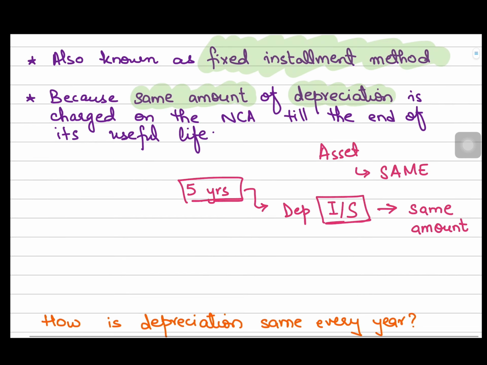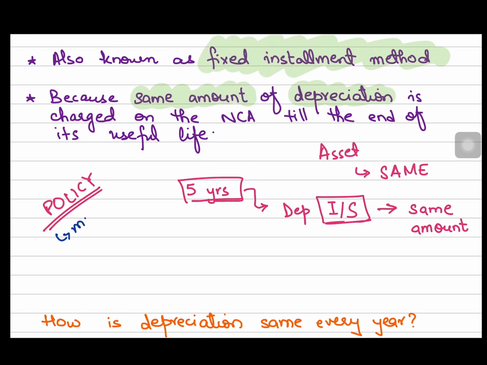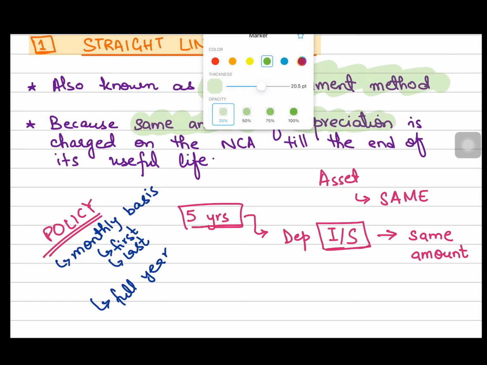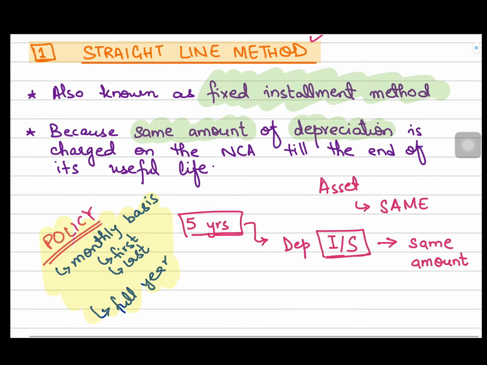Of course it will vary according to the policy of the business, right? That is, if the policy is charging depreciation on a monthly basis, then it will vary, especially in the first and in the last year of that non-current asset, or if the policy is a full year policy. We will be learning about these policies in detail in future videos, but right now what you need to remember is that the depreciation that is charged under straight line method is the same for its useful life.